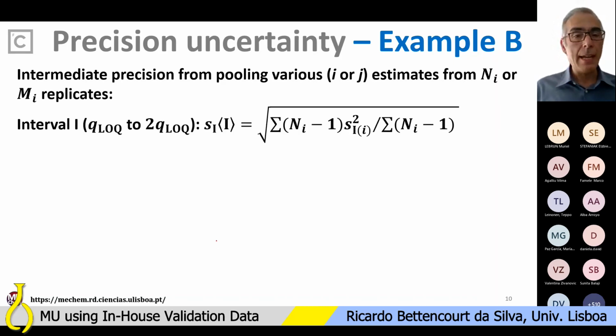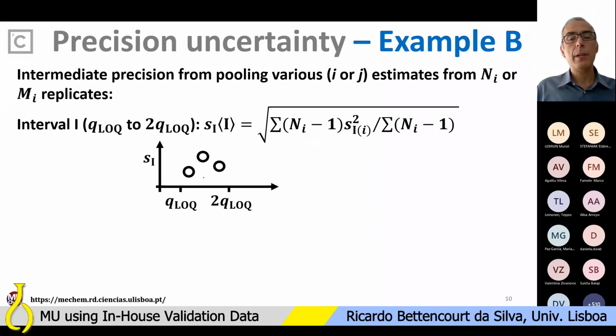So let me give you an example. In interval 1, in this narrow, very important interval between the limit of quantification and 2 times the limit of quantification, you pool the available standard deviations. Use this pooling where the degrees of freedom of each standard deviation are taken into account. In this example, we calculated the intermediate precision standard deviation at 3 concentration levels in interval 1, and then you pool them, and we got a single standard deviation that describes all of interval 1.